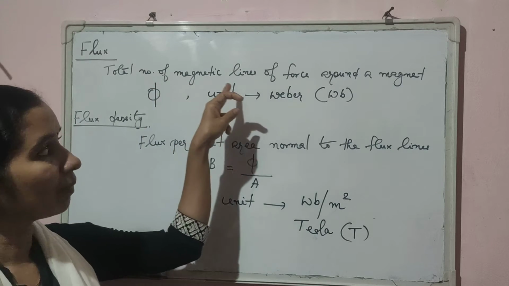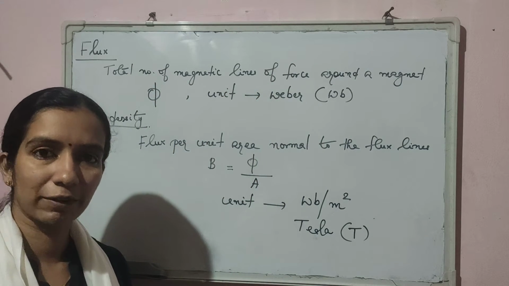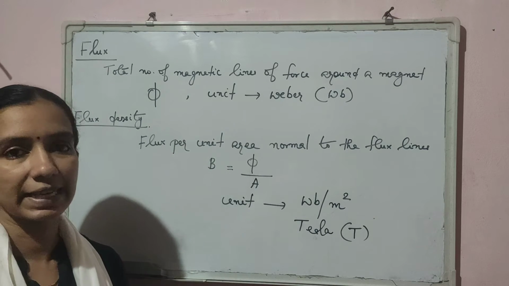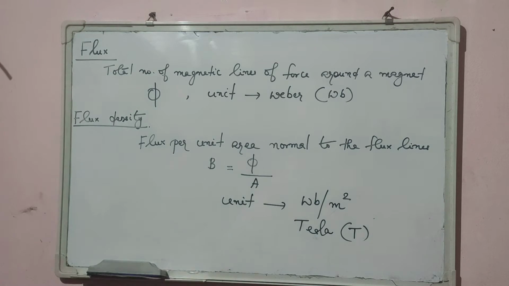So total number of magnetic lines of force is known as flux, and the flux per unit area is known as flux density. Now moving on to the next term.